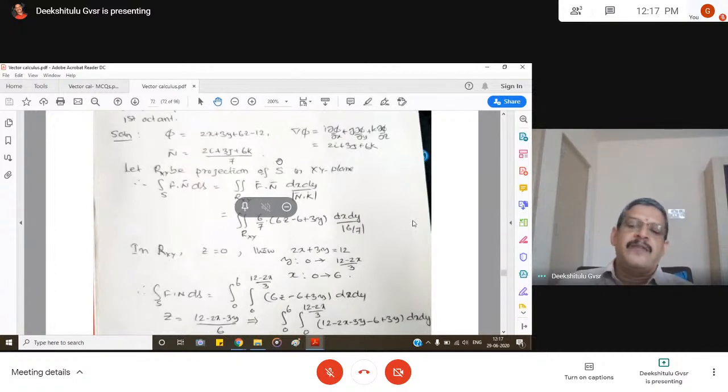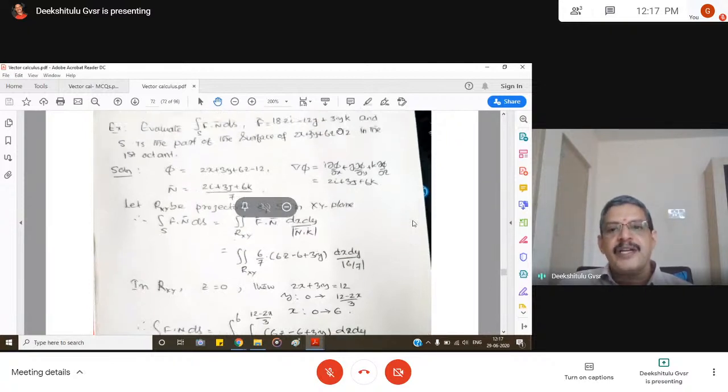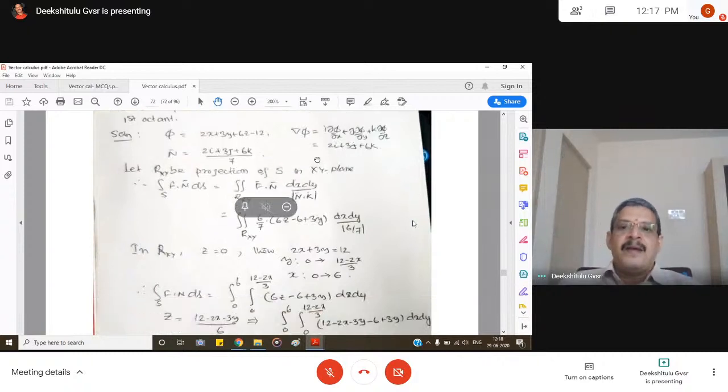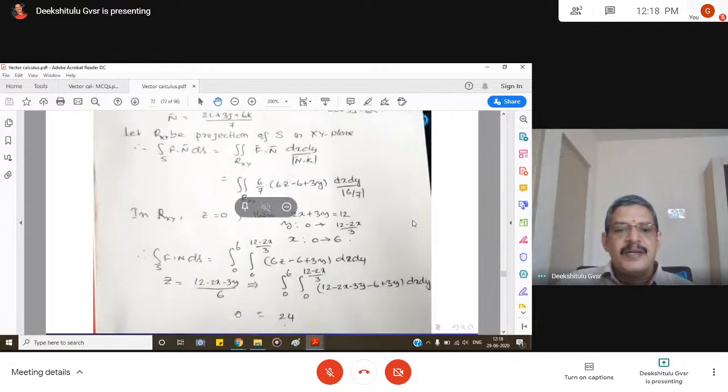So what happened? From space, we reduced it to the xy plane. In the xy plane, what happens? By means of using z is equal to 12 minus 2x minus 3y by 6, by considering z as a function of x and y, we have neglected one dimension, the z dimension. So if you put z is equal to 12 minus 2x minus 3y by 6 here, this is what we have. Once you reduce it, we come to only the xy plane.